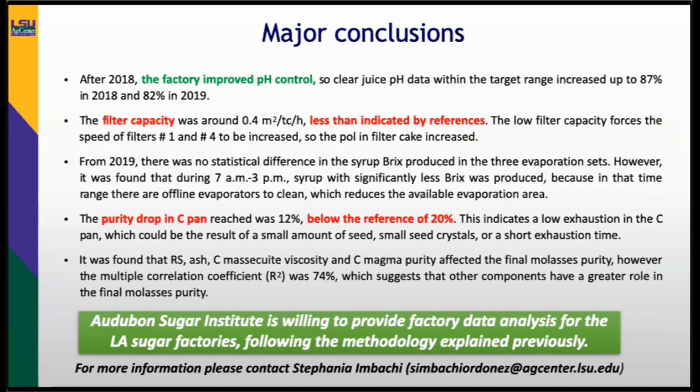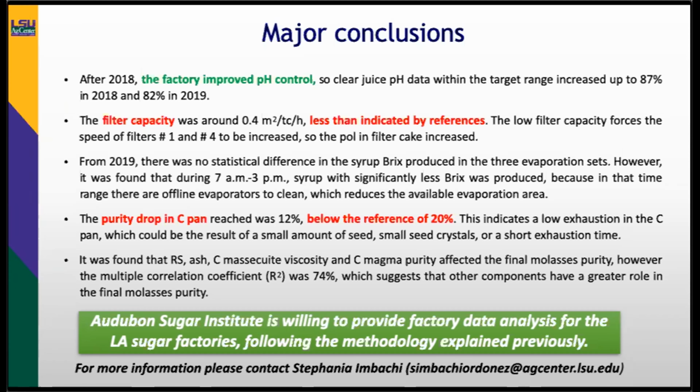The filter capacity was around 0.4 square meters per ton of cane per hour, less than indicated by references. That low capacity increased the speed of filters 1 and 4, which increased the pol in the filter cake. From 2019, there was no statistical difference in the syrup brix produced in the 3 evaporator sets. However, we found a difference between the syrup brix during the day and during the night.